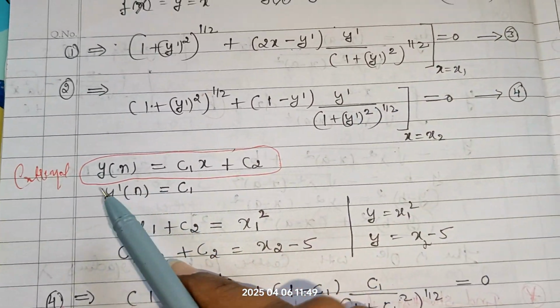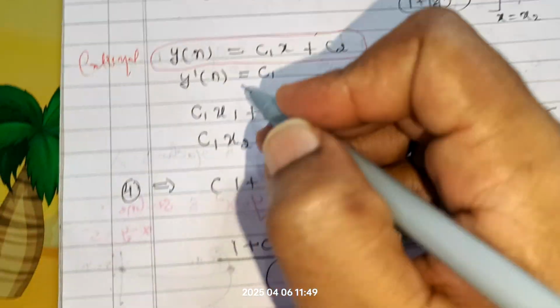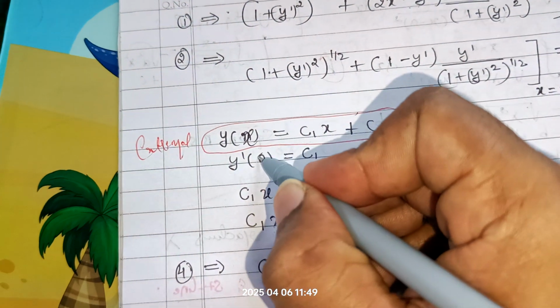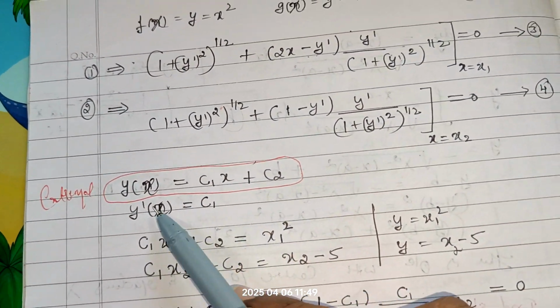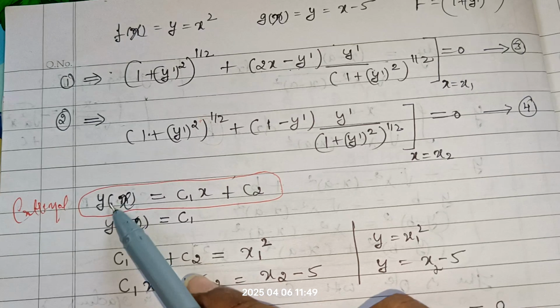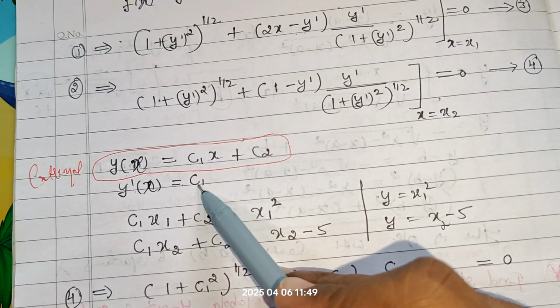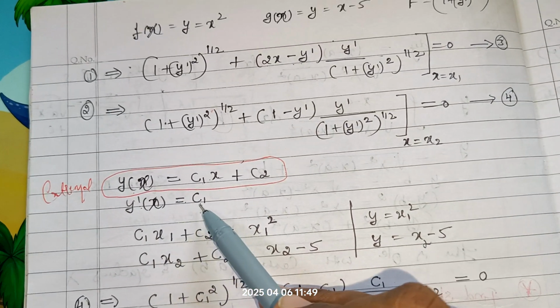Then the extremal function, how we can write it: y(x) = c1 x + c2. Here if you differentiate with respect to x, y'(x) equals, since it is x, c1 you will get, and the constant gives 0. So what is y'? You will get c1.